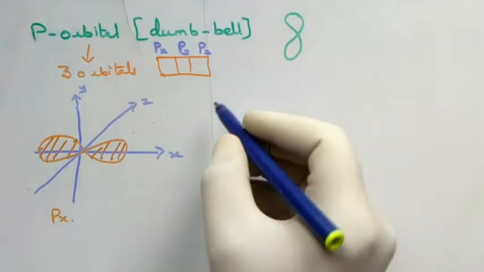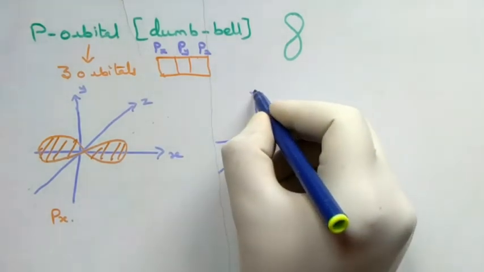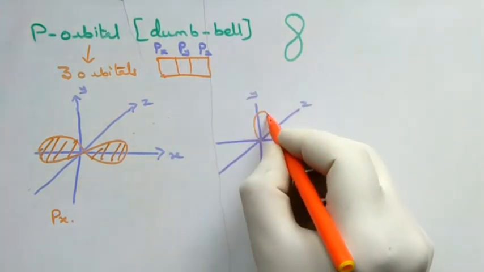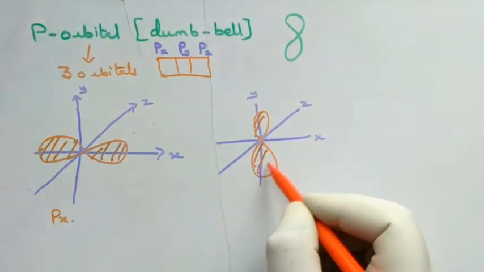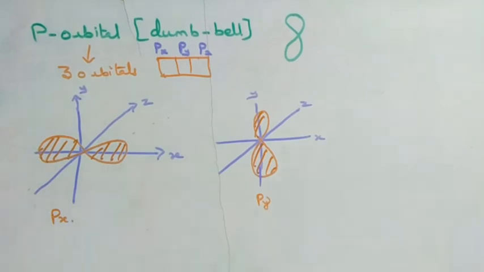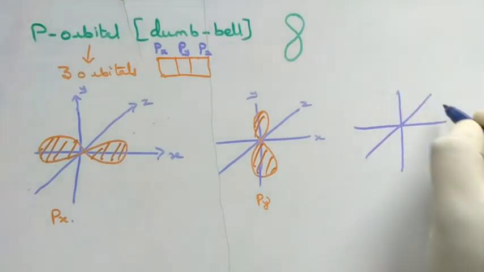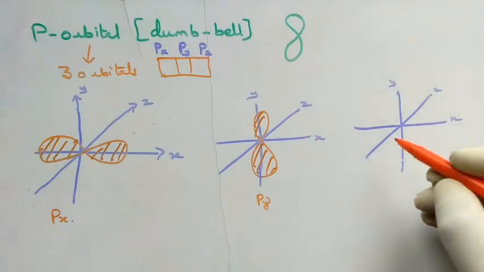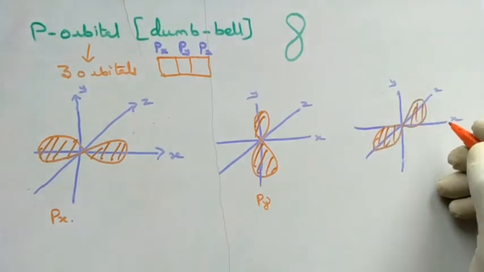Next one, py. Py dumbbell shape orbital will be on the y axis. This is x, y and z. The py orbital will be on the y-axis. This is py. And next one is pz, and pz orbital will be on the z-axis. This is the shape of pz orbital which is on the z-axis.